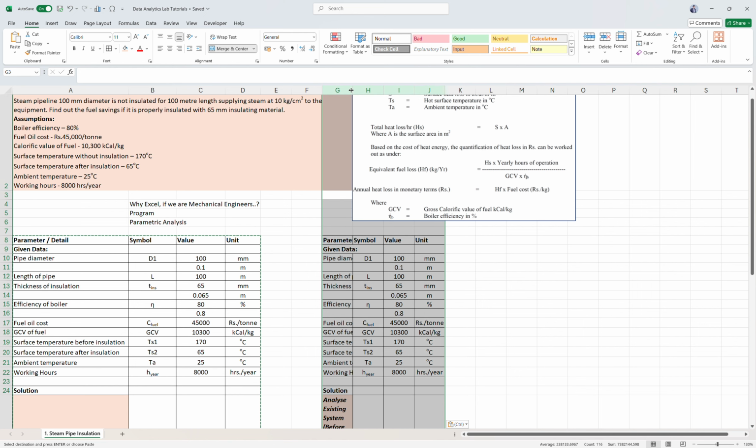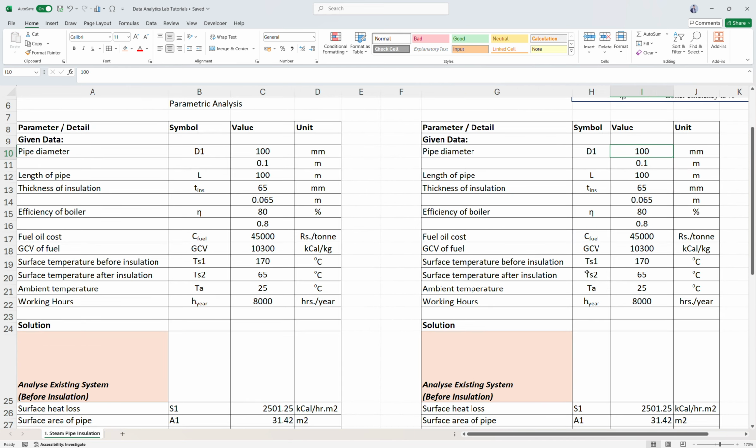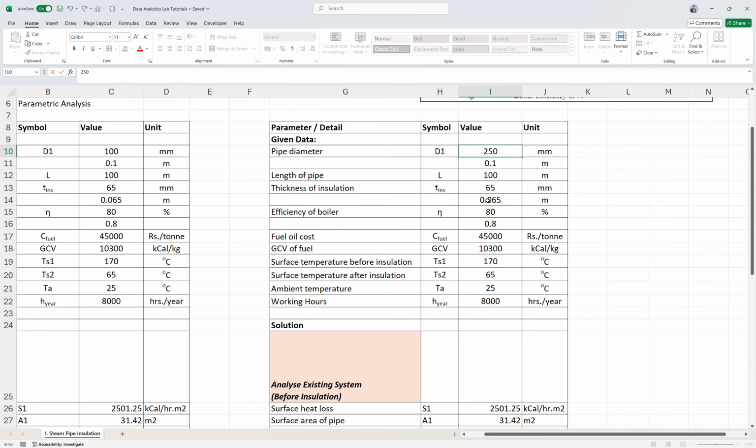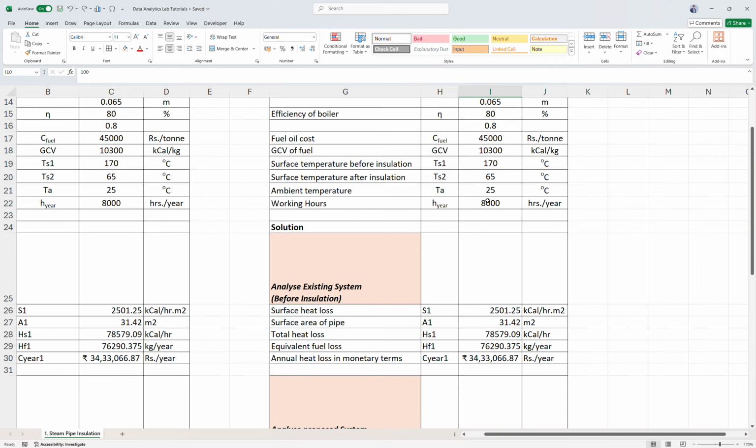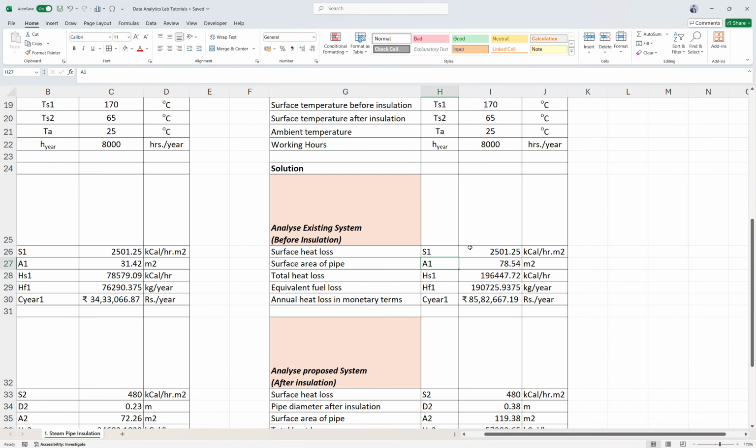I will just select all the cells and then create the partition properly. Let us say in the second plant, the diameter of the pipe is not 100 mm, but 250 mm. Now you can see, first of all, the values are the same, but as soon as I change the diameter at the top, immediately the values of surface heat loss and everything else will change. As soon as I change it to 250 mm, the first change happens in the unit conversion. Meter is converted. All the other given data remains the same. You can see that surface heat loss remains the same because it is independent of diameter, but A1 will change. That's why HS1 will change.